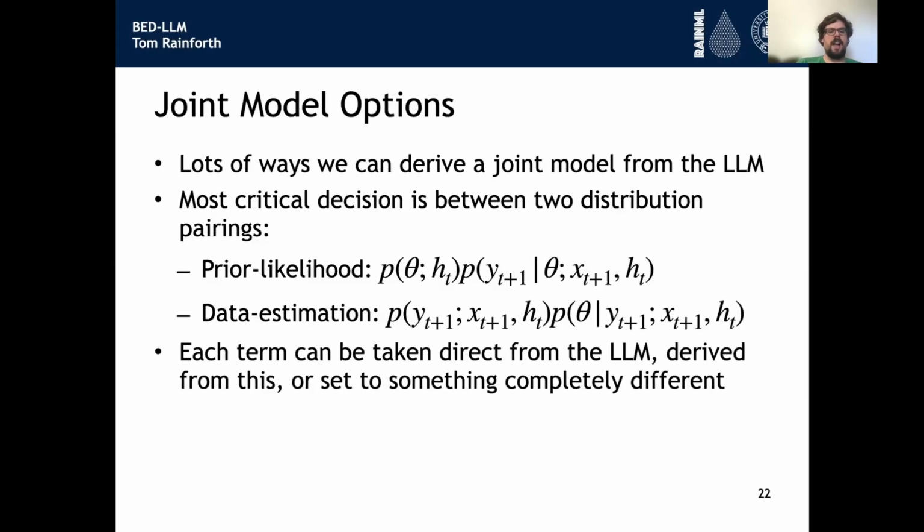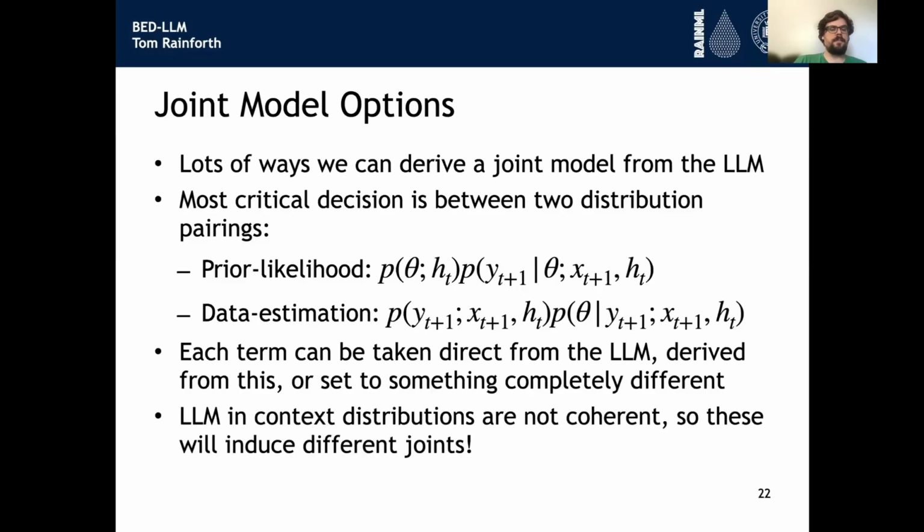Moreover, they're not actually going to give us the same behavior. LLMs are not proper Bayesian models. So I'm not going to get the same distribution if I sample theta and then sample the response, as if I sample the response and then sample theta. I also might want to change some of these terms. It may be that I want to use the large language model for my likelihood but not my prior, or I might want to use it for my marginal data distribution but not my posterior. So there are quite a lot of options here, and we need to think about what's going to be the best way to set this model up.